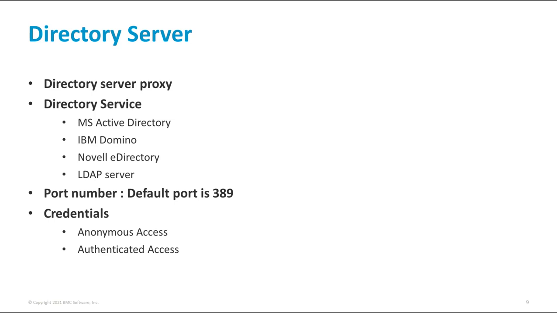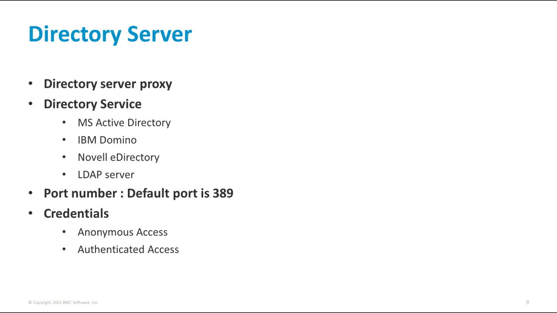The different types of directory services that could be configured in BCM are MS Active Directory, which is the most commonly used option, then IBM Domino, then Novell eDirectory, and finally the LDAP server. Now, based on the directory server type that is selected, the other options will also get populated.